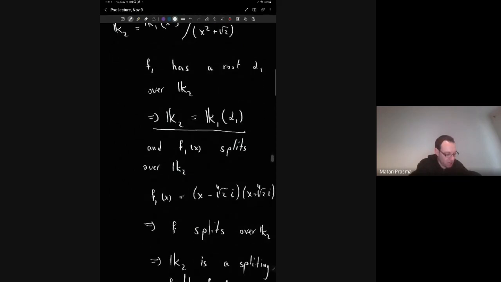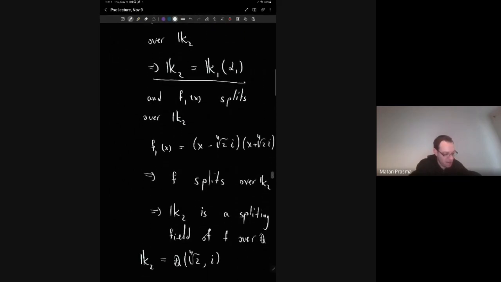So all in all, K2 is the minimal field in which F splits. Okay, is this clear?